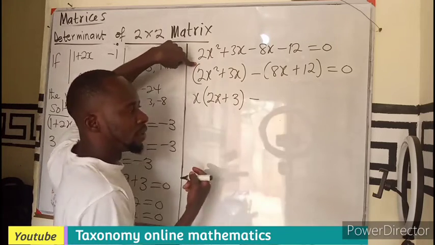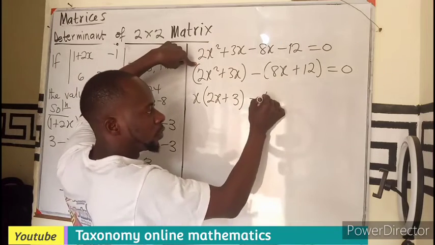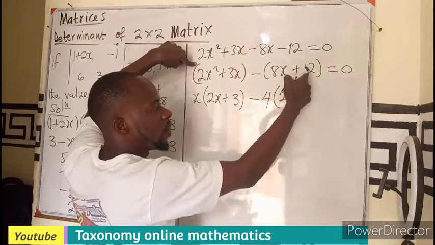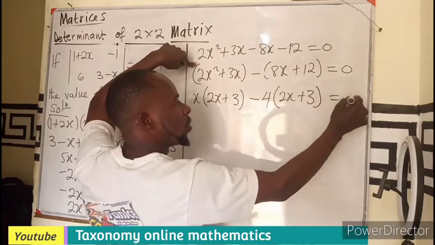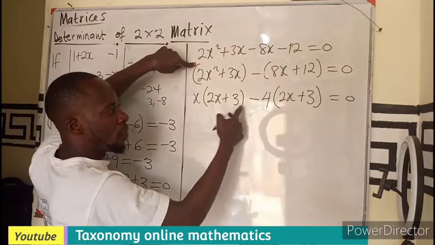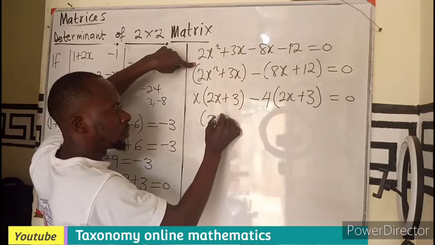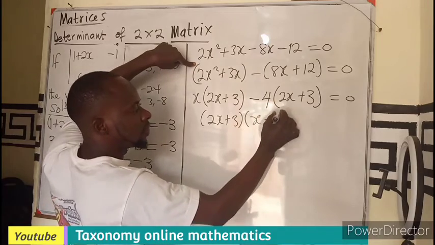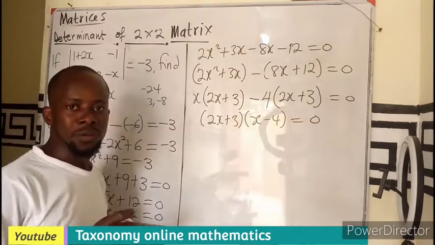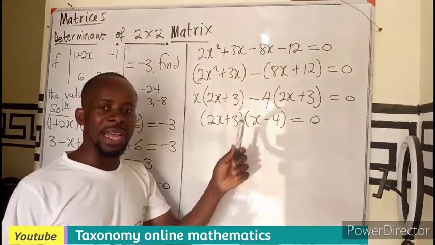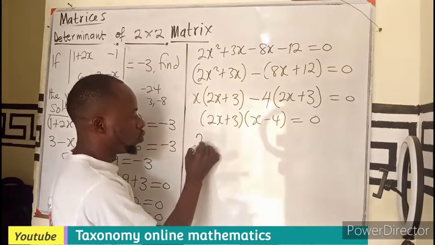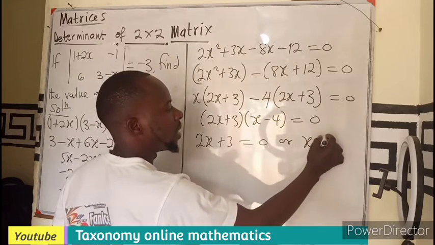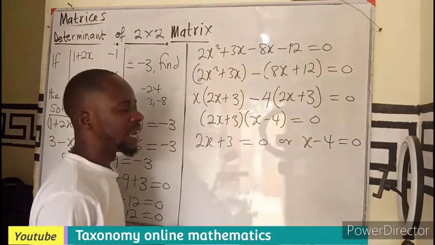Common factor here is going to be, I believe, 4. 4 dividing this give you 2x. When 4 divide this give you 3. All equals to 0. Common factor. So you take your common factor out. Then you pick the outside factors. All equals to 0. That simply means that either one of the brackets is 0. So either 2x plus 3 is 0, or x minus 4 is equals to 0.